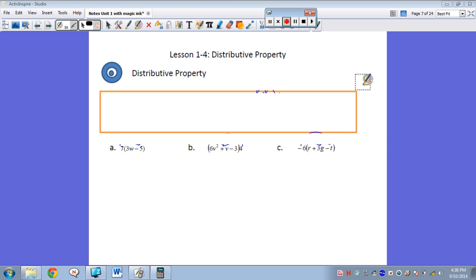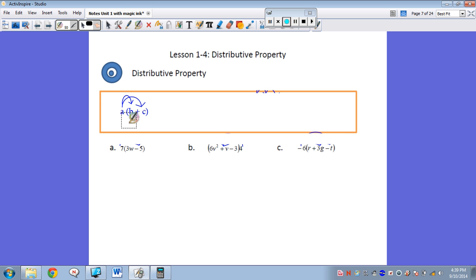Okay, today's lesson is on the distributive property and combining like terms. The distributive property looks like this. You have a number on the outside of a set of parentheses, and you have multiple numbers or variables inside of your parentheses. The number on the outside, you're going to distribute to everything on the inside.